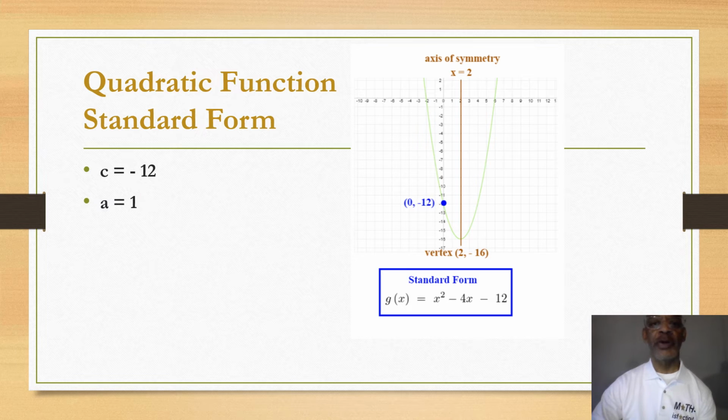Here is the graph of the quadratic function g of x in standard form, highlighting the y-intercept, the axis of symmetry, and the vertex.